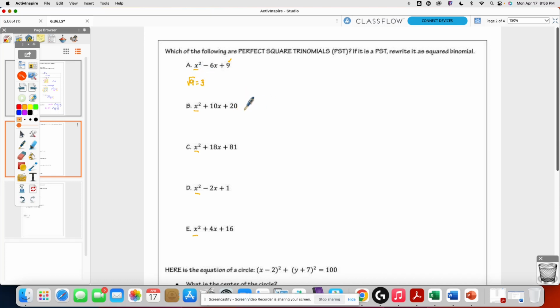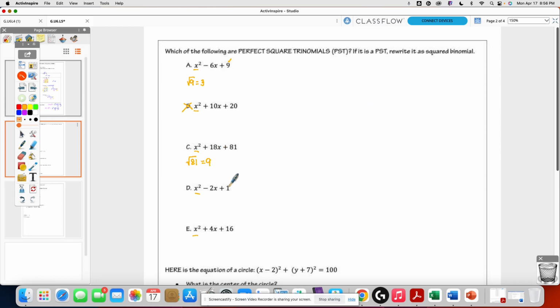Now, what about 20? If you get the square root of 20, you will get a decimal. So 20 is not a perfect square. So we can cross out letter B. B is not a PST. Now, letter C, is 81 a perfect square? Can you get the square root of 81? Yes. The square root of 81 is equal to 9.